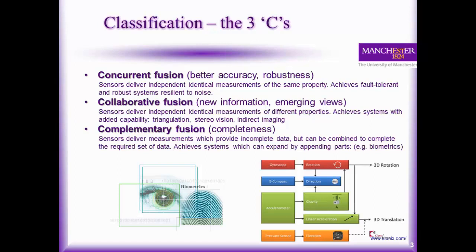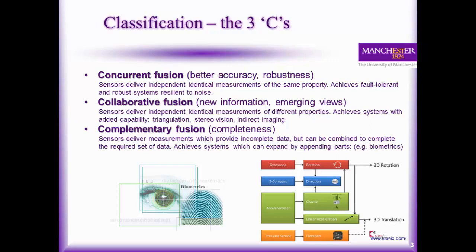Collaborative fusion is bringing new information, it's giving you emerging views, and you always use the same measurement but in a different context. Say, for example, when you do triangulation, you use exactly the same measurement, but you position all your sensors spatially in such a way that you read something new. The same happens with stereo vision. Then you have 2 cameras, and I'm going to show you that exactly the same thing happens with indirect imaging, which is tomography.